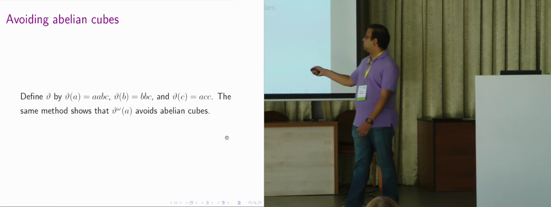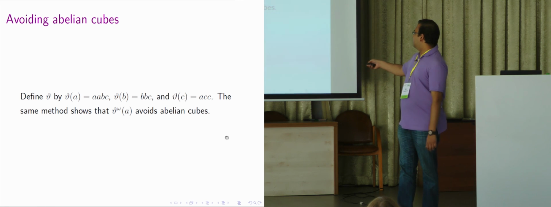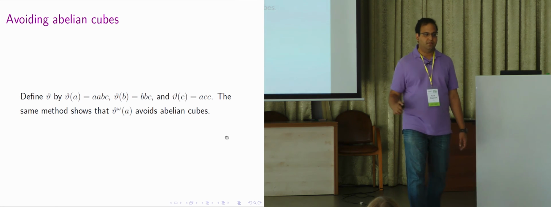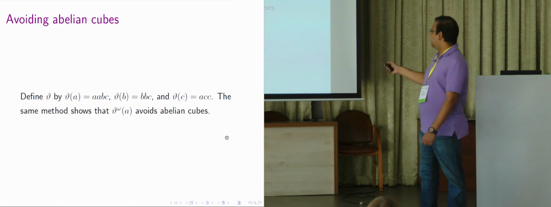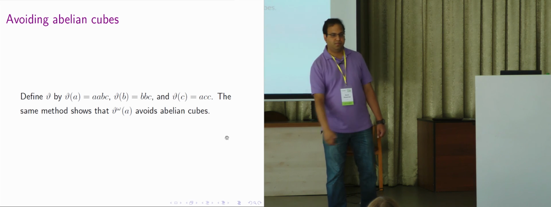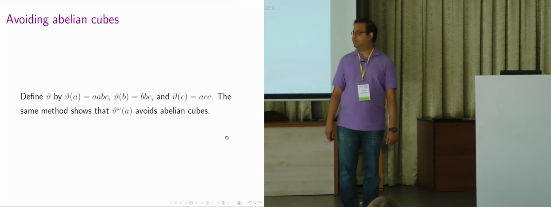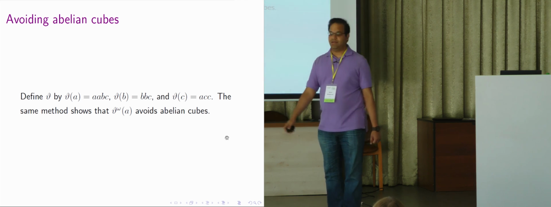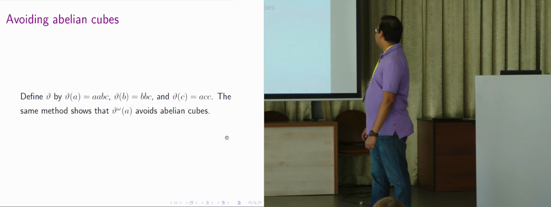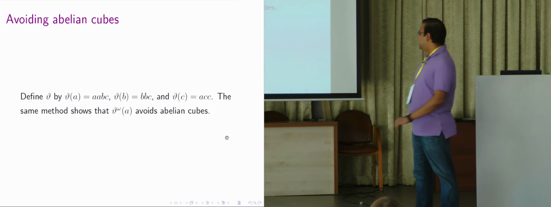So Dekking also did the same thing for avoiding abelian cubes over a 3-letter alphabet. Here's the morphism. Theta looks like this. And you do the same thing. You just check that this morphism satisfies all the same conditions. And you get that this infinite word avoids abelian cubes. Right? Is it over Z7? I think so. I think so. I can't compute that determinant in my head. But I think that's right.